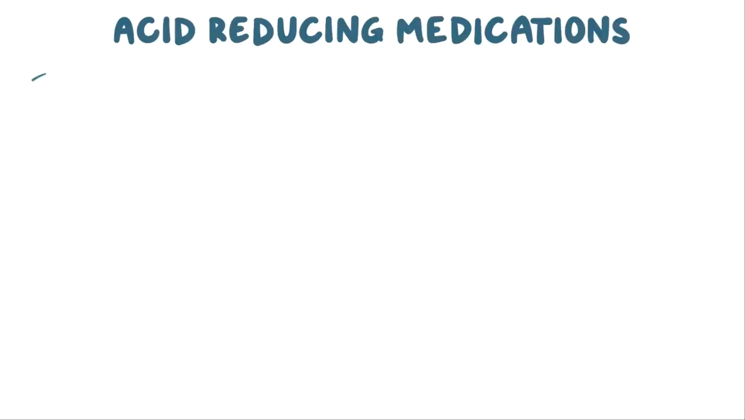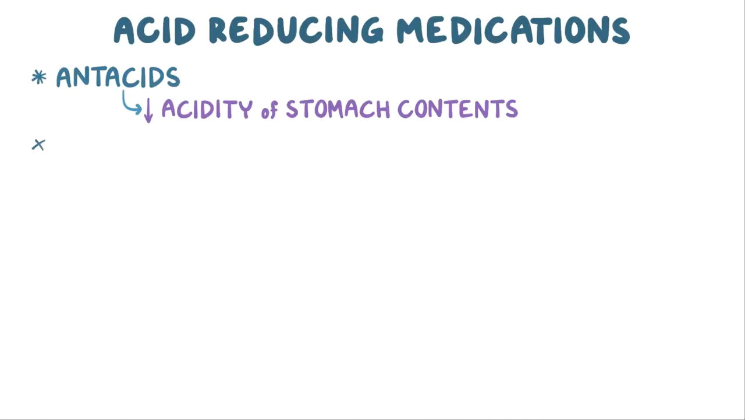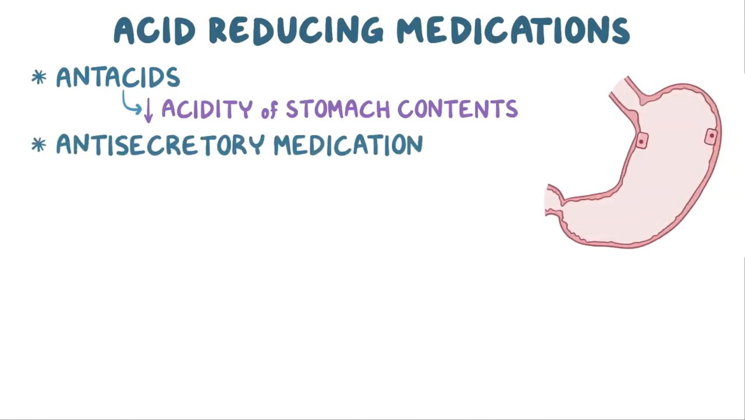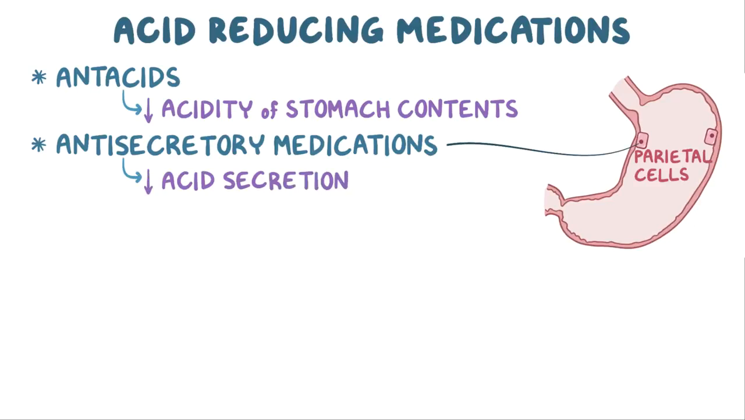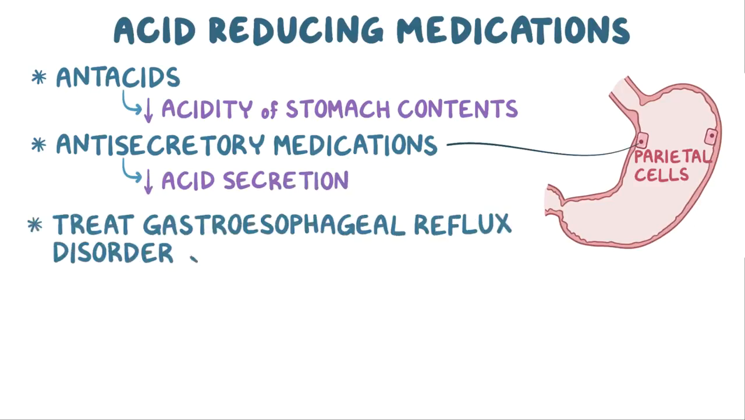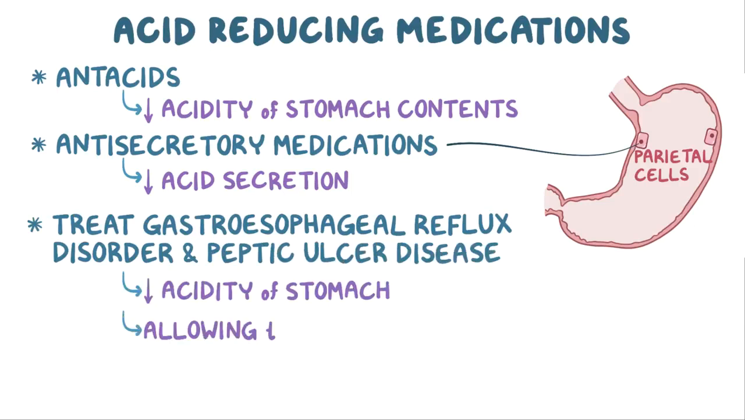Acid-reducing medications include antacids that directly lower the acidity of stomach contents, and anti-secretory medications that act on parietal cells in the stomach to decrease acid secretion. They are used to treat conditions like gastroesophageal reflux disease and peptic ulcer disease by decreasing the acidity of the stomach and allowing the epithelial linings to heal.